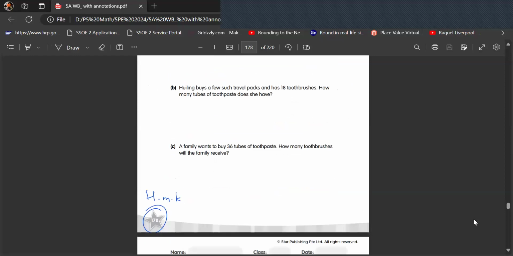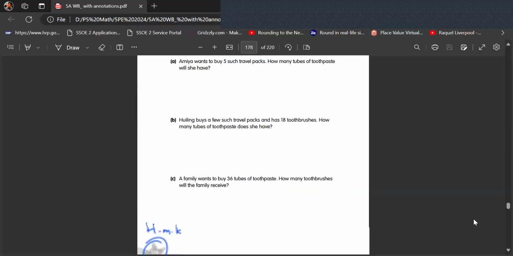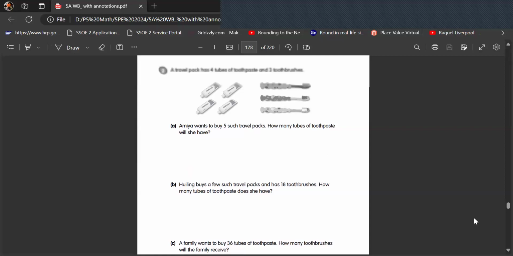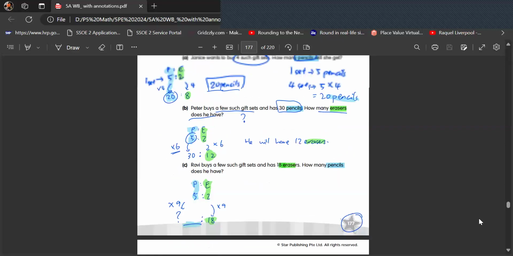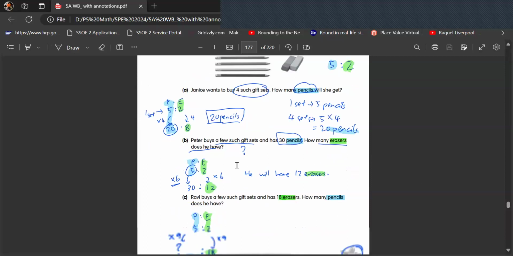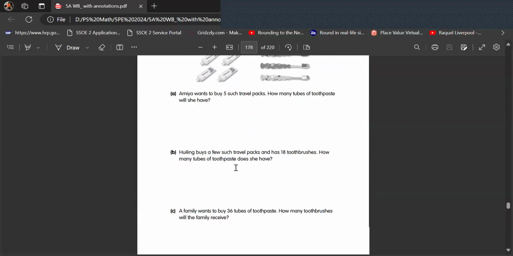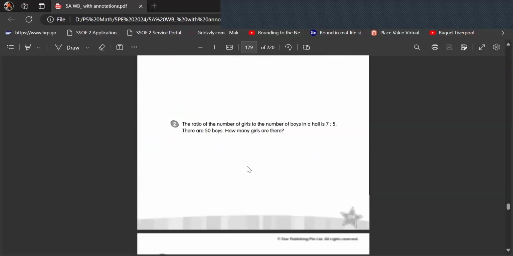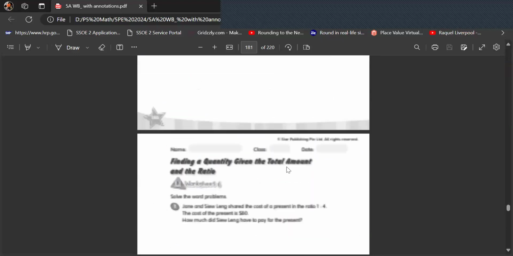Okay, so the homework is page 178. I'm not going to go through this one. I think it should be quite manageable for you. Same, the only tip I can say to you again is please use the highlighters, use your annotations to help you. Okay?